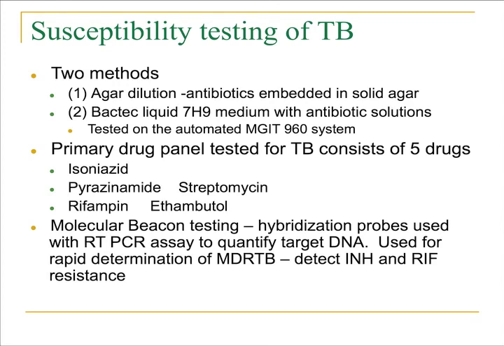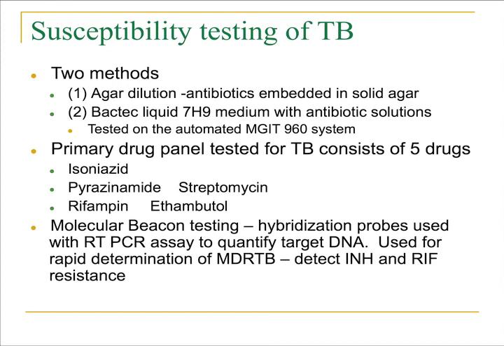Using the MGIT liquid 7H9 system, they test the primary drug panel for the 5 primary drugs used to test TB, which include isoniazid, pyrazinamide, rifampin, streptomycin, and ethambutol.